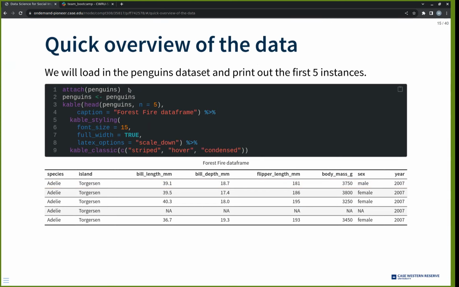set to this notebook. Then you define penguins as penguins, and then you use this library kable function, and head will show you n equals 5. So this is the data head of penguins, n equals 5. So you show the top five values of the dataset penguins. This is what this line of code is doing. And then you provide a caption, forest fire data frame, and you can see the caption here.